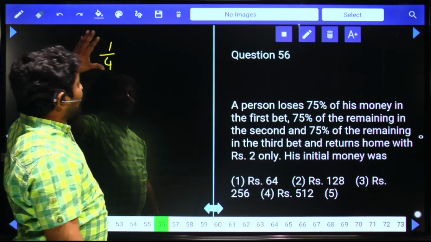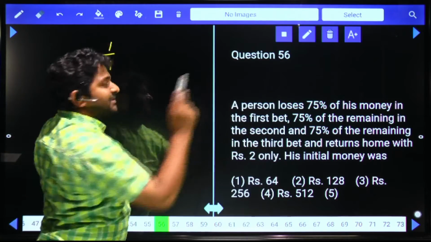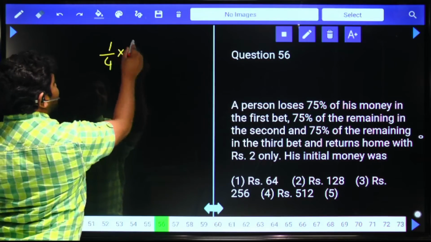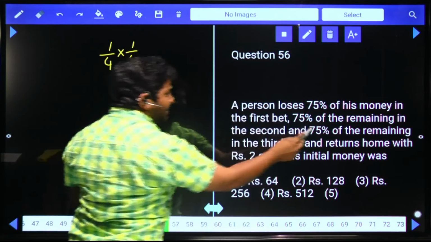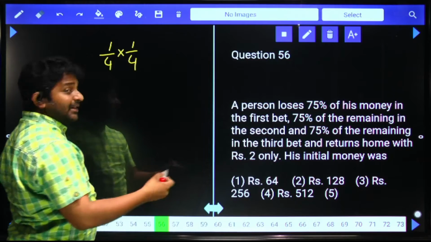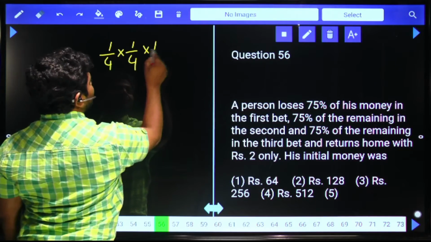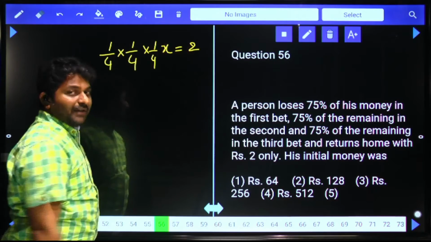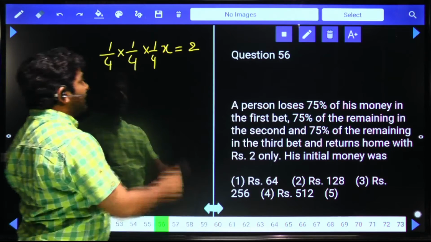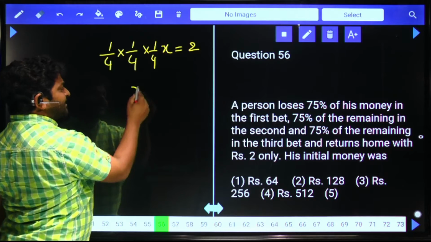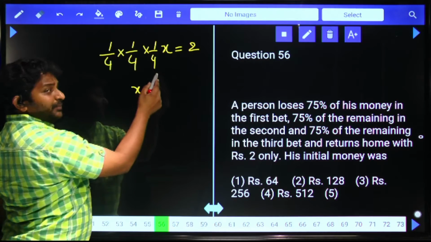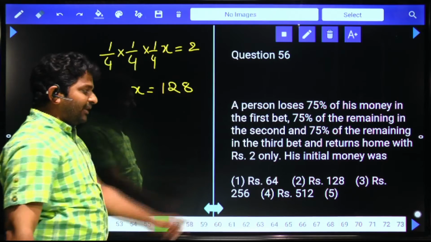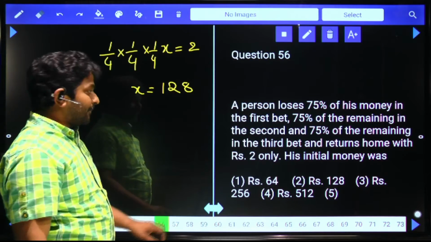This is the remaining. From this remaining, he again lost 75%. Again 25% is left, that is one fourth. The third time also he lost 75%. The remaining is 25%, that is equal to one fourth of the initial money, which is the leftover value, equal to 2 rupees. Now from this, x is equal to 4 cube, 64 into 2, that is 128. 128 rupees, second option is the answer.